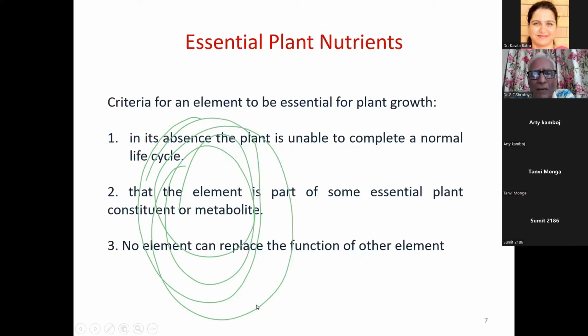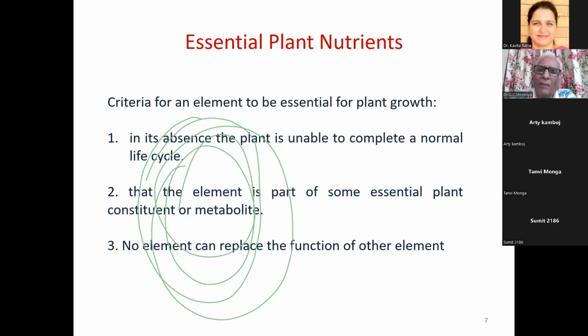The element is part of some essential constituent of our metabolites. Each nutrient is part of a certain essential constituent which the plant produces. Maybe enzymes, maybe carbohydrates, maybe oil, maybe anything. But somewhere some of these elements are always present, and one element cannot replace another's function. So that's why they are essential.